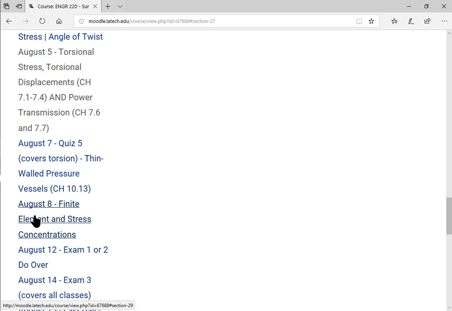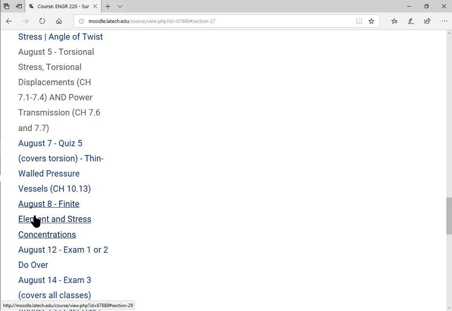You actually go through a chart and do that. So stress concentration problems, there's probably 2 of those on exam 3. Thin-walled pressure vessels, they're just a one-day little topic, and there's a couple of those on exam 3.